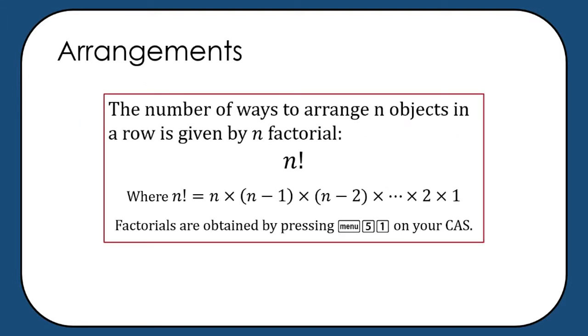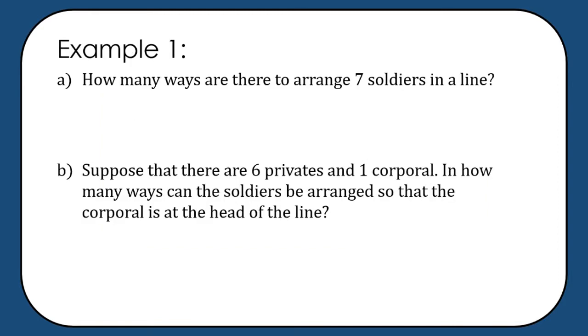Okay, so arrangements. The number of ways to arrange n objects in a row is given by n factorial, where n factorial is n times n minus 1 times n minus 2 all the way down to 1. And again, factorials are on your CAS menu 5.1. Okay, so let's have a look at some examples.